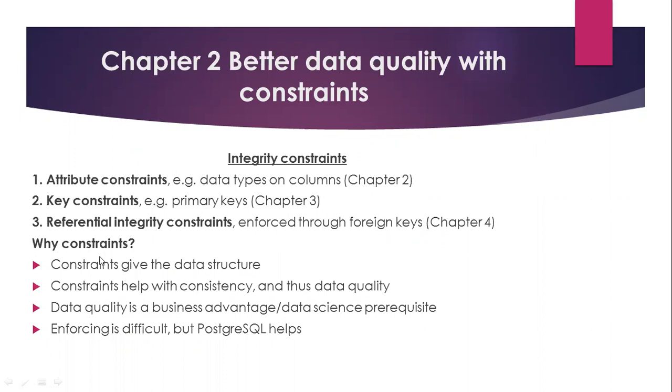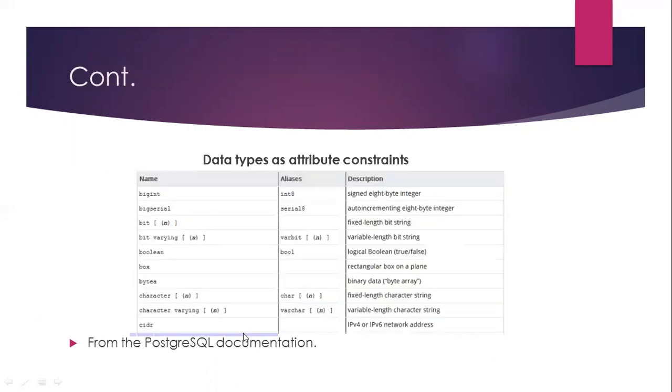Now the question arises, why do we use constraints? Constraints give the data structure. Constraints help with consistency and thus data quality. Data quality is a business advantage and data science prerequisite. Enforcing is difficult, but PostgreSQL helps.